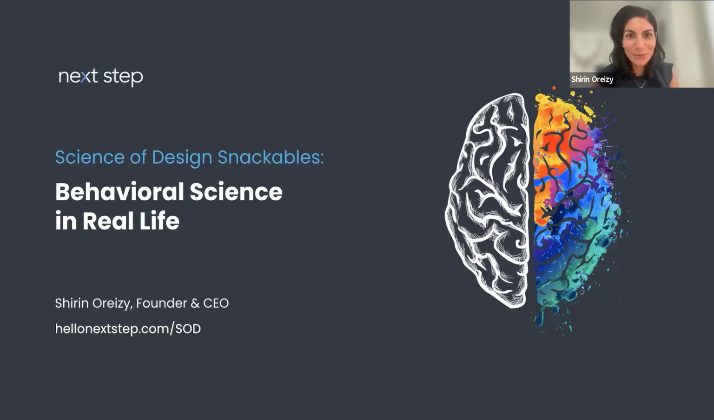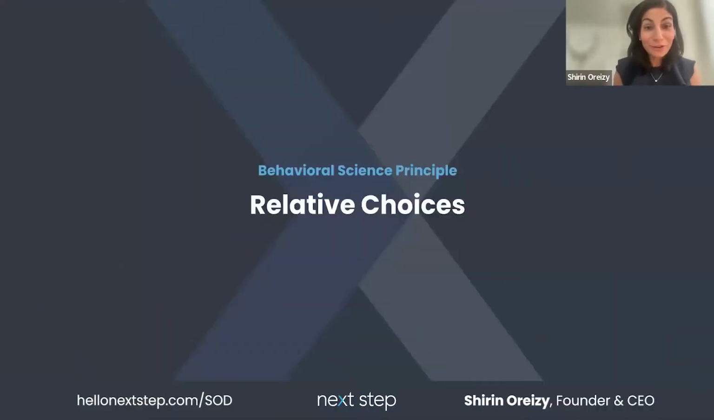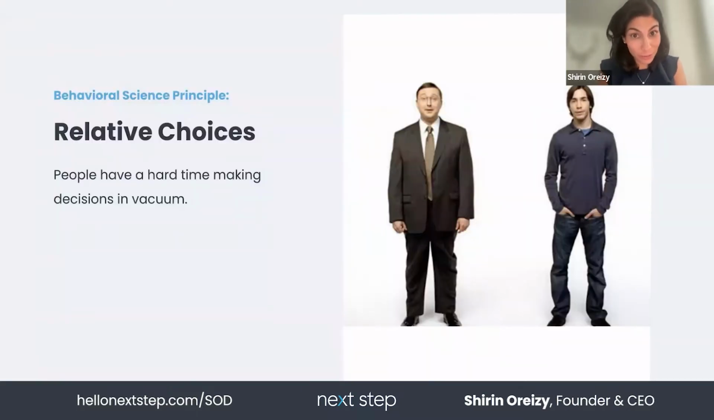Enjoy. All right, for our behavioral science principle today, we're going to be covering a very popular one called relativity or relative choices. So the idea with relative choices is that as humans, we have a hard time making our decisions in a vacuum. And that's why we go car shopping, shoe shopping, dating, etc.